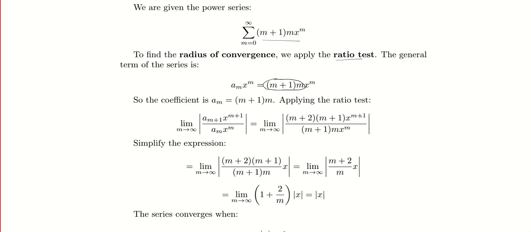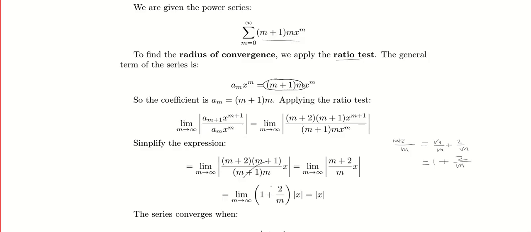So the nice thing is x to the m+1 divided by x to the mth simplifies to just x. We have (m+2) times (m+1) over (m+1) times m. The m+1s are going to cancel. So we have the absolute value of (m+2) over m times x. And I just divided by m to get this, so I did m over m plus 2 over m. That gave me 1 plus 2 over m.